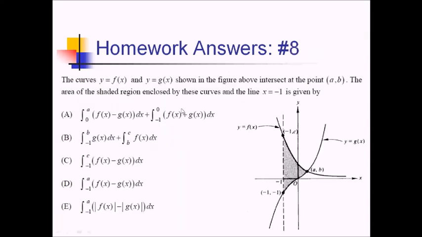For this problem, we've got the curves y equals f of x and g of x shown in this figure here. So they were nice and just gave us a picture. They tell us these intersect at the point A comma B, and the area of the shaded region between these curves and the line x equals -1 is given by which of these answer choices? So we want to find the area of this shaded region.